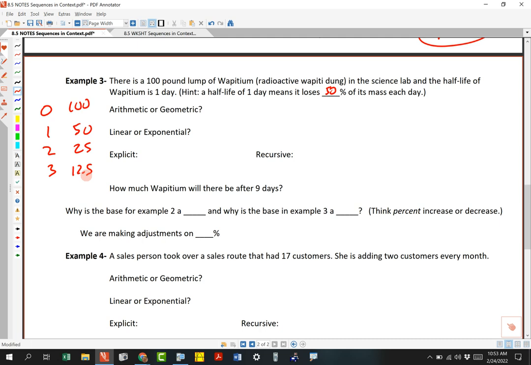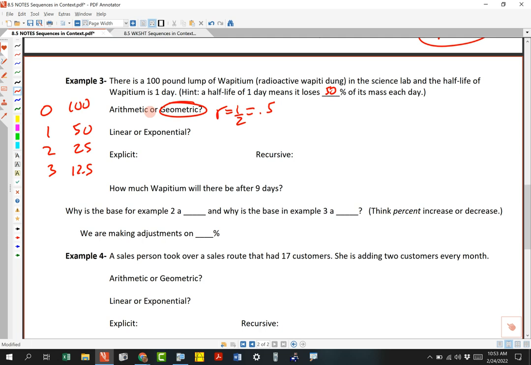Tristan, arithmetic or geometric? What do you think? Okay, if it's arithmetic, it's got to go down by the same amount every single day. Is it going down by the same amount every day? No, but it is going down by the same ratio. I've got 50% left, 50% left, 50% left. I'm always going down by a half. So I've got my common ratio. Common ratio is 1/2. Or could I just do that as 0.5? Because that's what percent is left. Okay, so this is going to be geometric.